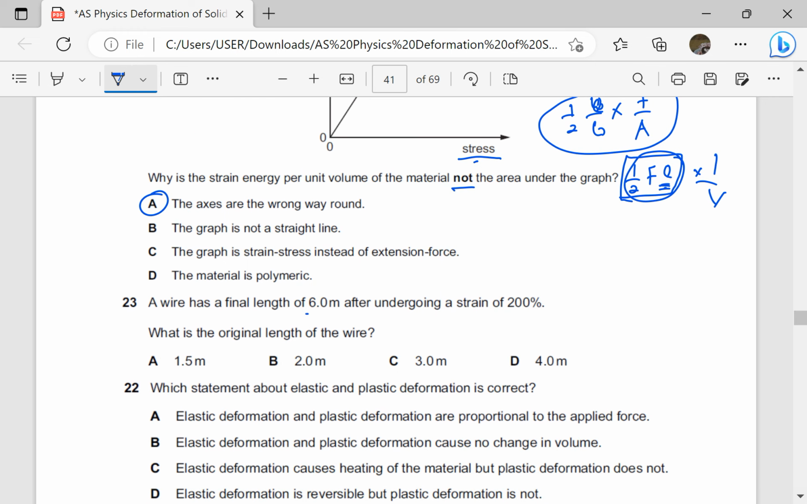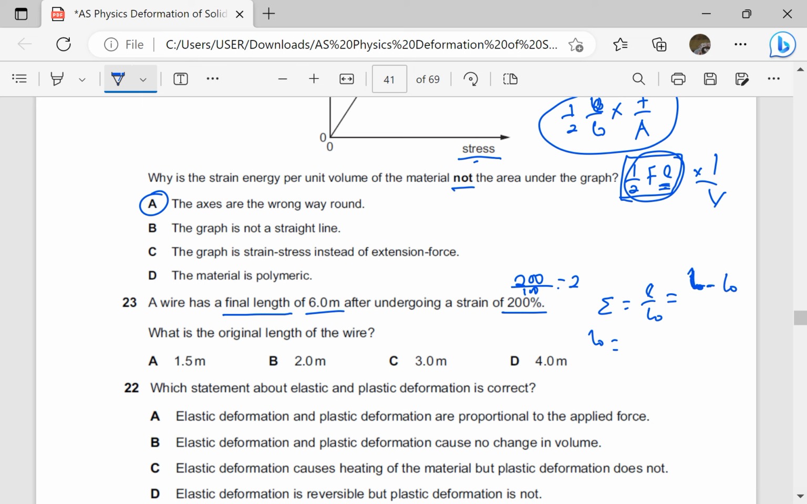The wire has a final length of 6 meters after undergoing a strain of 200%. That means the strain is 200 divided by 100, which is 2. What is the original length of the wire? We know that strain is going to be extension over original length. So the original length is going to be equal to, because the wire has a final length of 6 meters, we notice that extension is going to be the final length minus the original length.